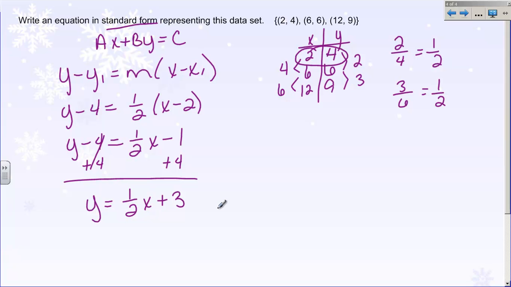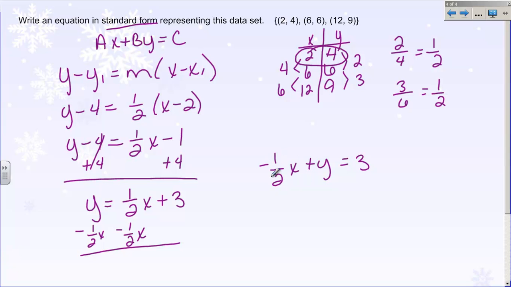But I need my x and y on the same side because I want standard form. So I'm going to subtract 1/2 x from both sides of my equation. So now I have negative 1/2 x plus y equals 3. But I have big problems here. Number 1, I got a fraction. Can't have fractions in standard form. Number 2, this number in front of the x is negative.